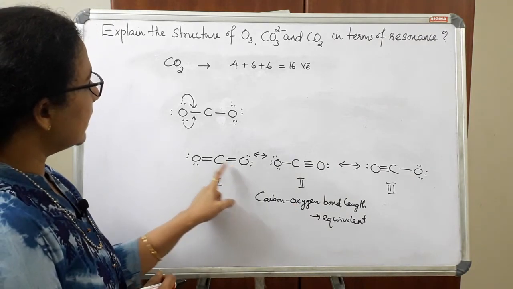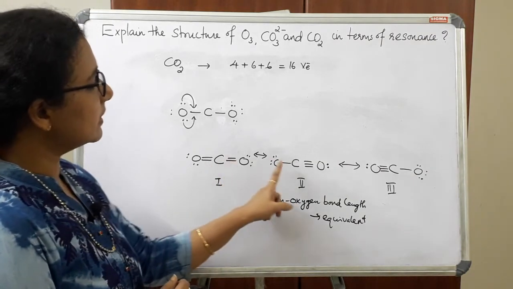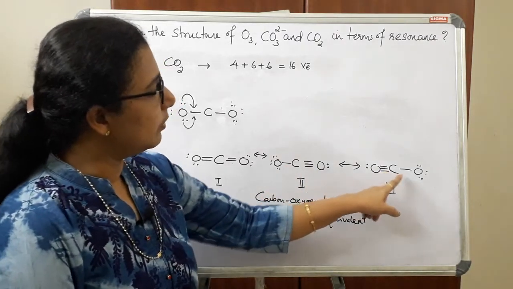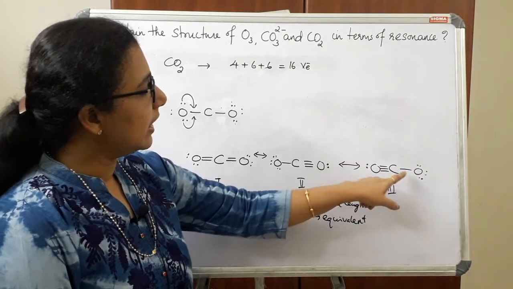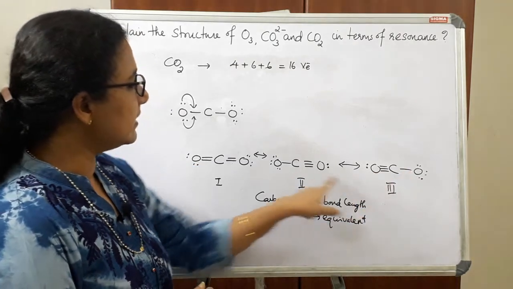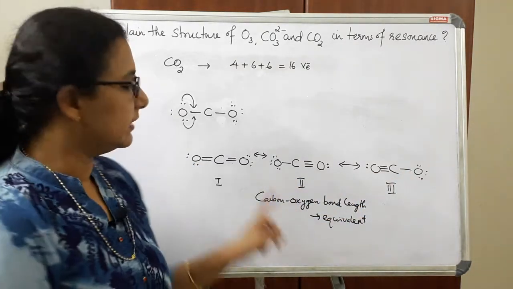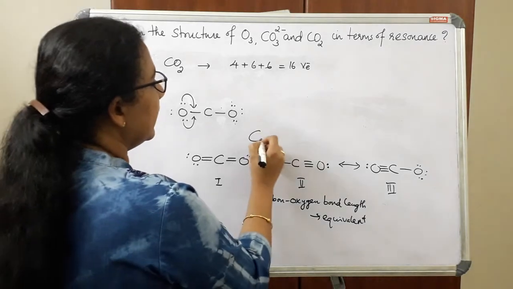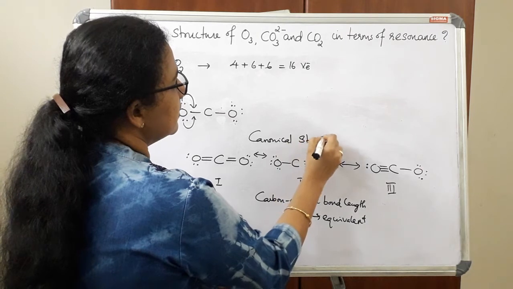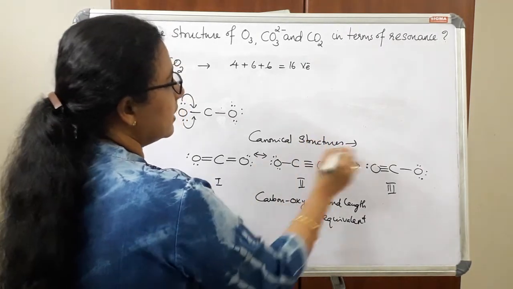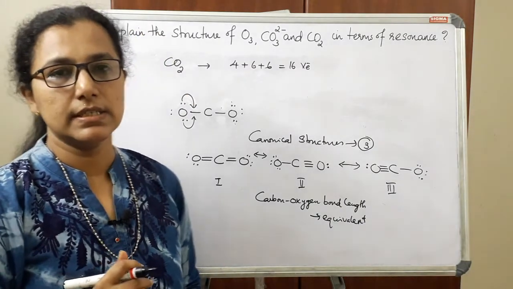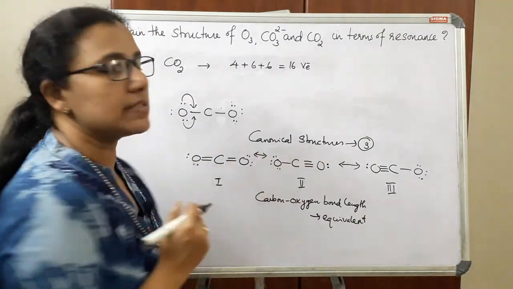So in this case there are two double bonds. In this case one double bond and a triple bond. Here also the position of the triple bond and single bond has been changed, and here there is a triple bond and here there is a single bond. So these three structures are possible, and these three structures are also called canonical structures or resonance structures. Three canonical structures are possible here, and the real structure is the resonance hybrid of these three structures.